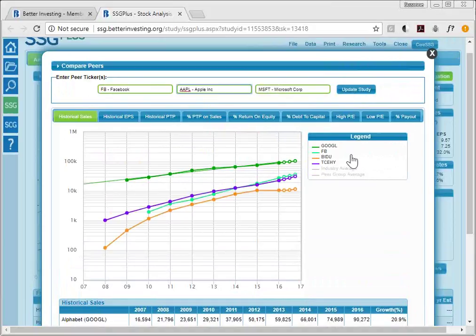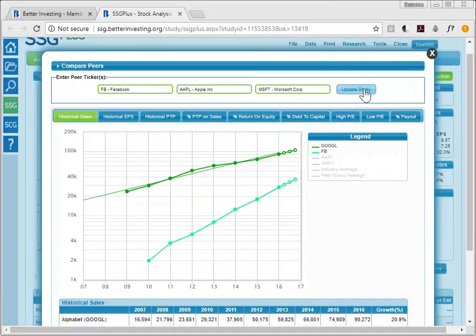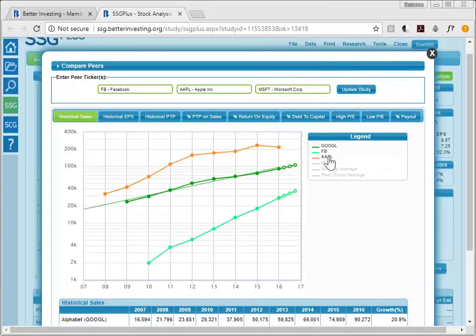Now, how do I get their data in here? I'm just going to click on Update Study. And what this does is it updates it across the board. If I chose to save this study, it would, until I changed them again, be associated with these peers. They are not reset to default every time that you open them.